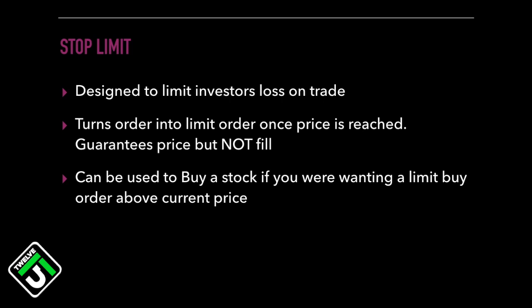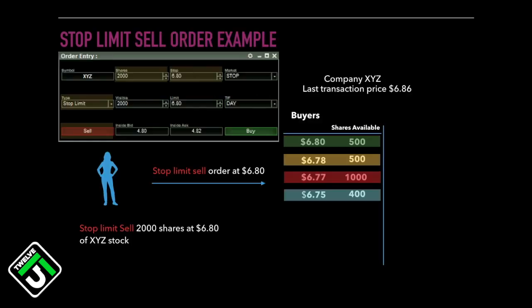Just like a stop loss, a stop limit will not execute until a trigger price is reached, but instead it turns your order into a limit order. Like the previous example, let's say you were holding a position of 2,000 shares at $7, hoping the stock price goes up, but it doesn't. It falls to $6.86. You have decided that if it goes below $6.80, you want out and will take the loss. By placing a stop limit order at 6.80, your order will not execute until 6.80 is reached. Since stop limits are limit orders, you are guaranteed the price but not the fill.